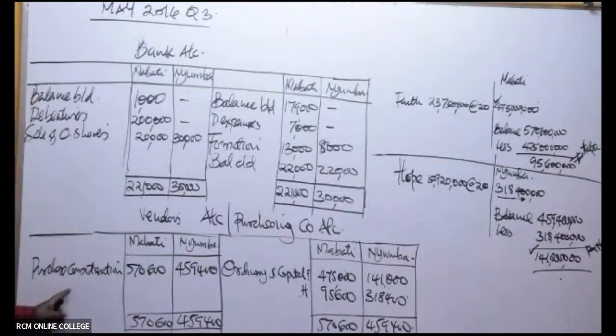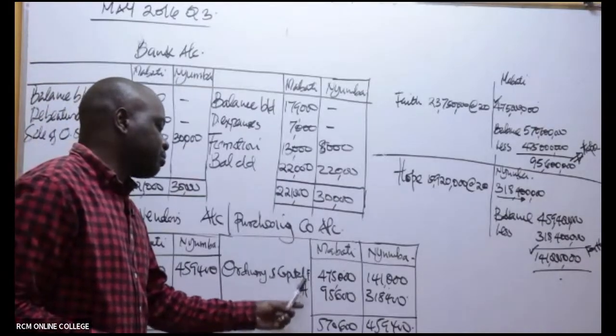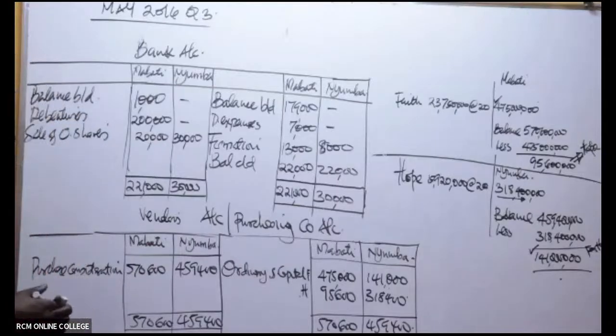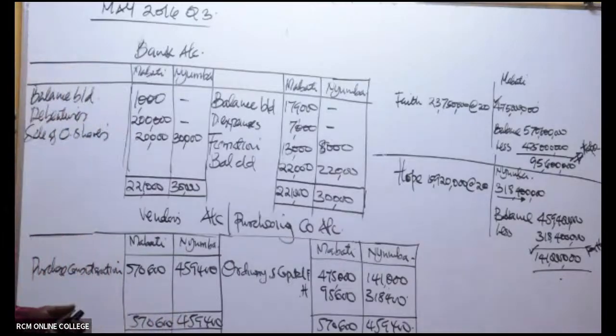You debit the purchase consideration, then you credit the ordinary share capital as split amongst the partners, how they ended up having to acquire the capital in the companies. They acquired the capitals in the companies. So that's why in this case you prepare the vendors' account, or the purchasing company account.